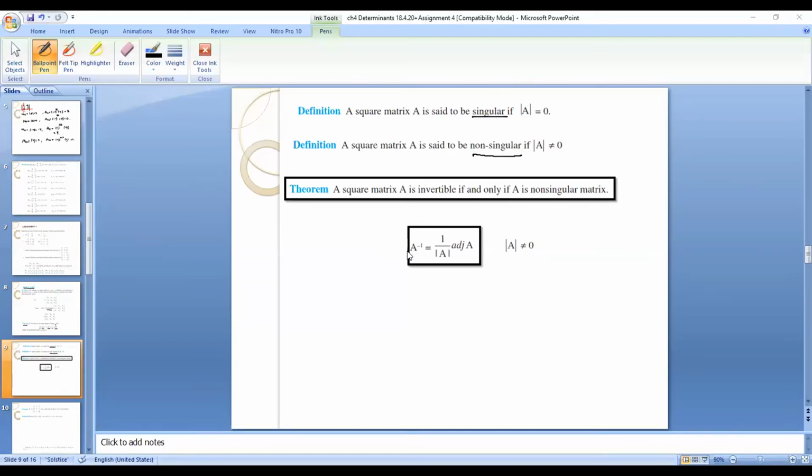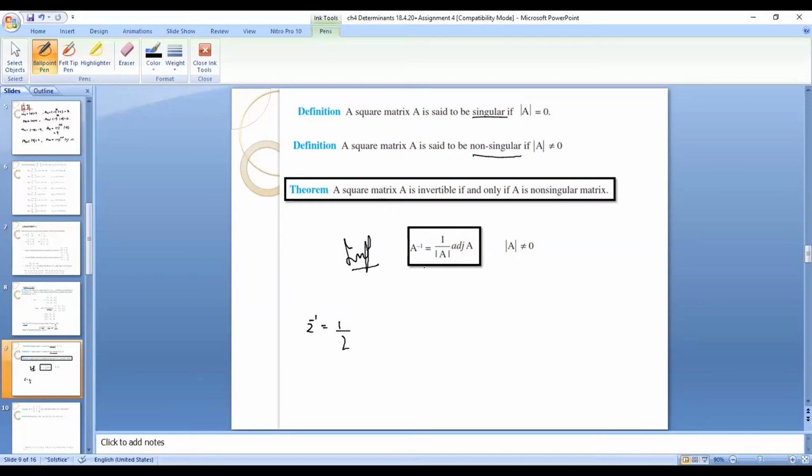Then this is very important, how to find inverse of a matrix, right? A square matrix A is invertible if and only if A is non-singular, right? This is a very important theorem. Invertible means we are able to take inverse of the matrix, right? Like we take inverse in numbers. 2 inverse is equal to 1 upon 2. The same way we take inverse in matrices, right?